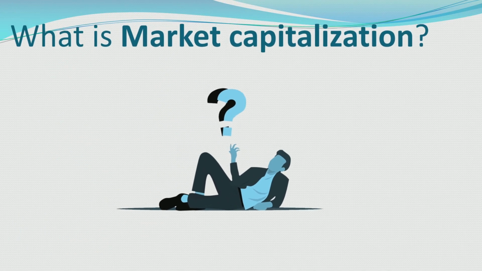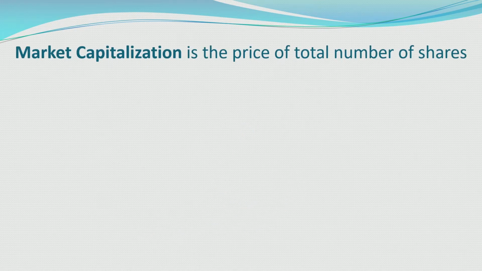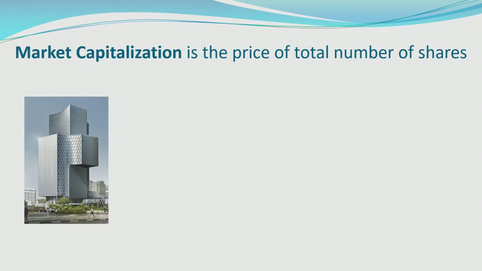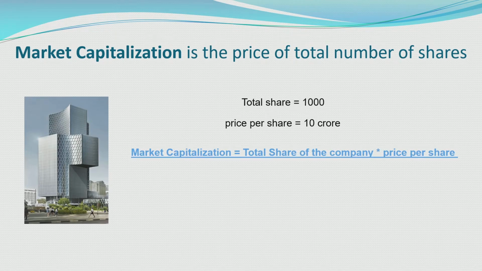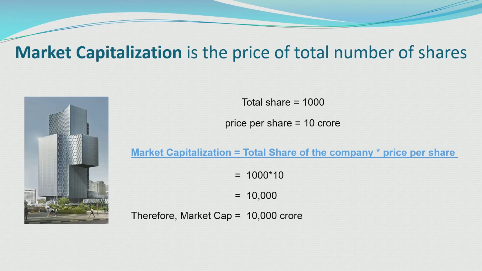What is market capitalization? Market capitalization is the price of the total number of shares. Now let us take an example. Suppose there is a company named XYZ. Total shares of the company XYZ is 1000 and price per share is 10 crore. The formula of market capitalization is total shares of the company multiplied by price per share. That is 1000 multiplied by 10 is equal to 10,000. Therefore, market capitalization of company XYZ is 10,000 crore.